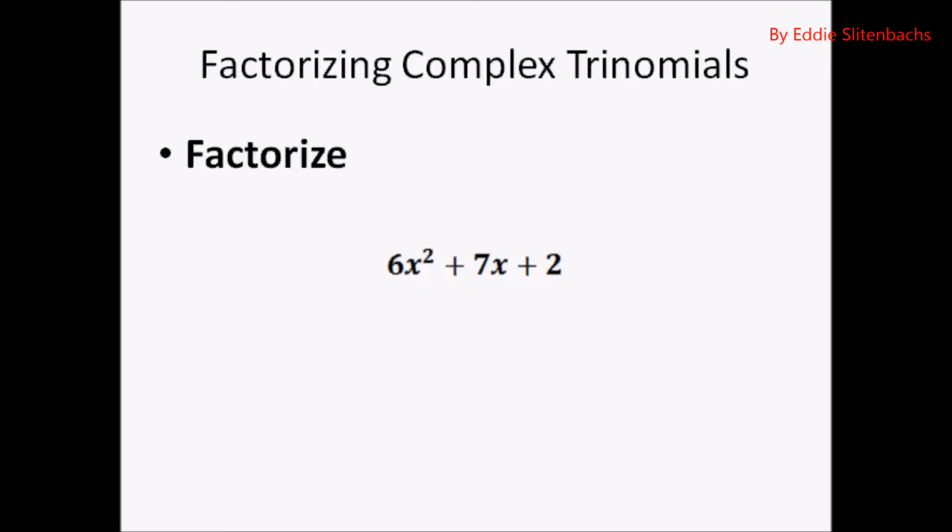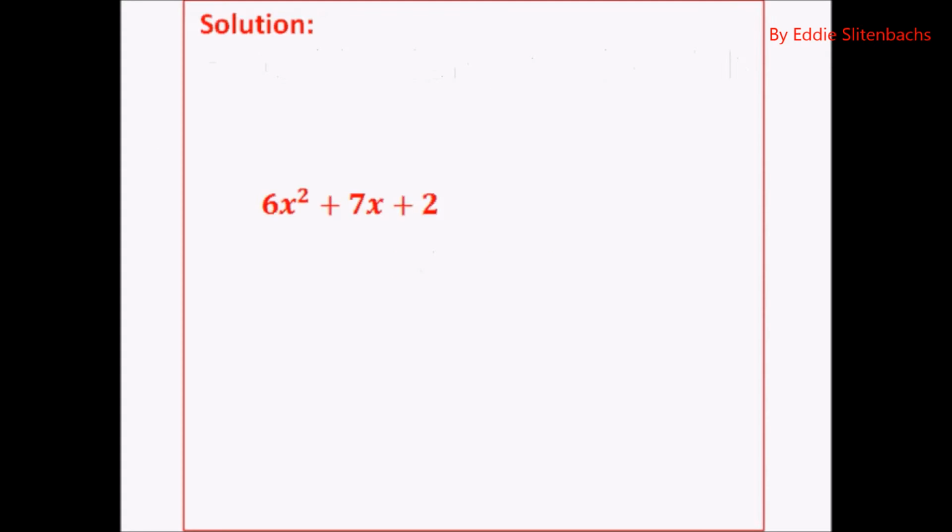Factorising complex trinomials. It's a trinomial because it's got three terms, in this case 6x squared plus 7x plus 2, and we're going to factorise that. So we've got to get it into two brackets. Let's have a look at a solution.